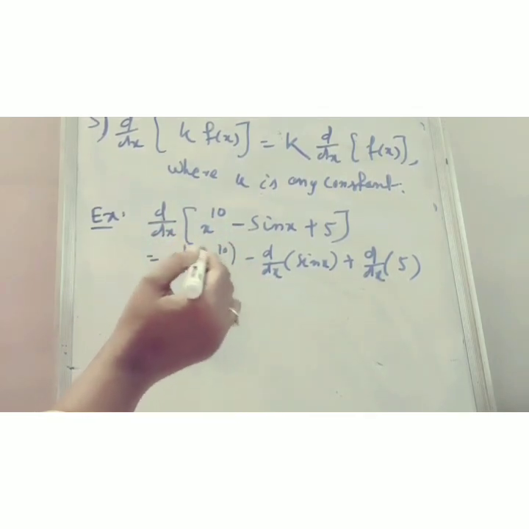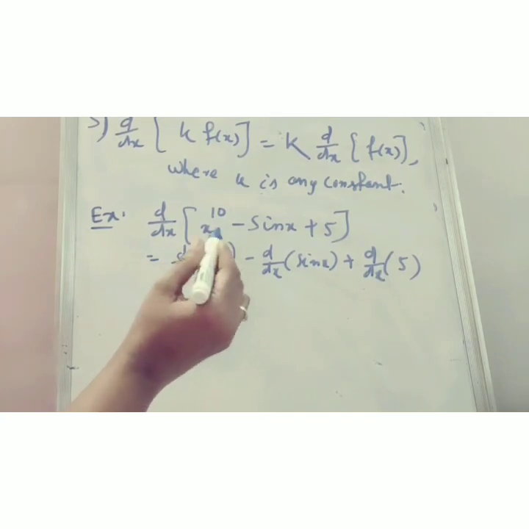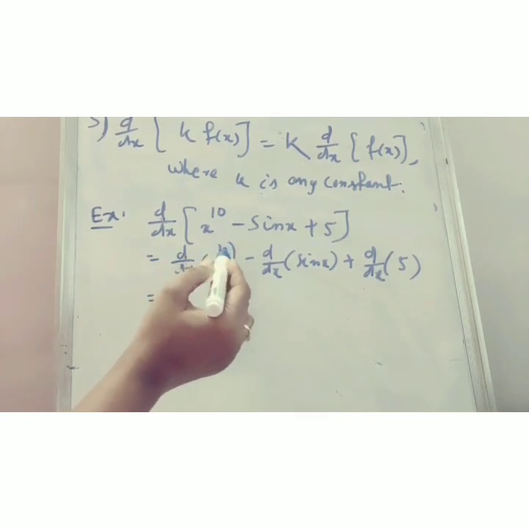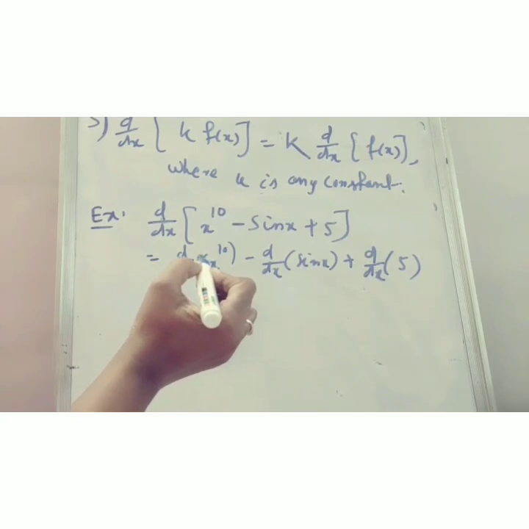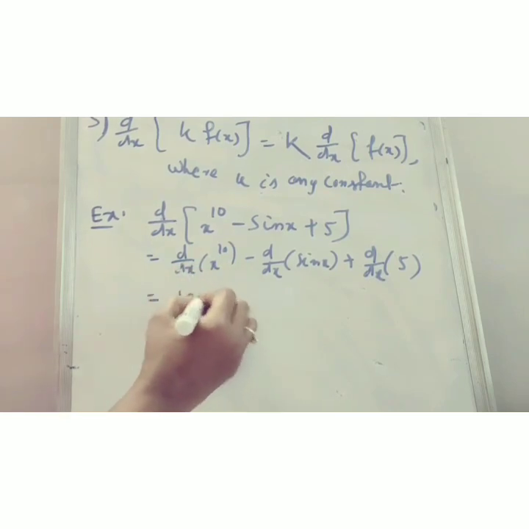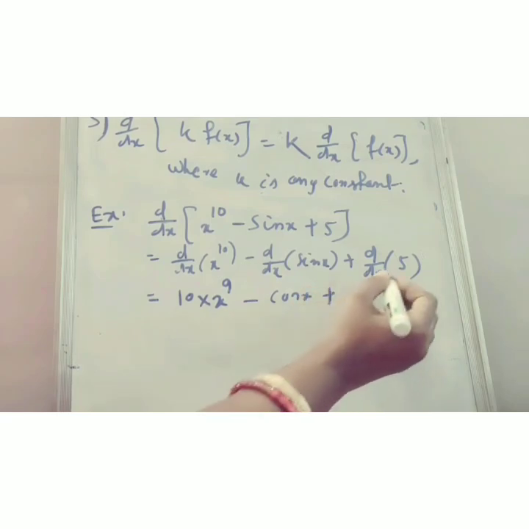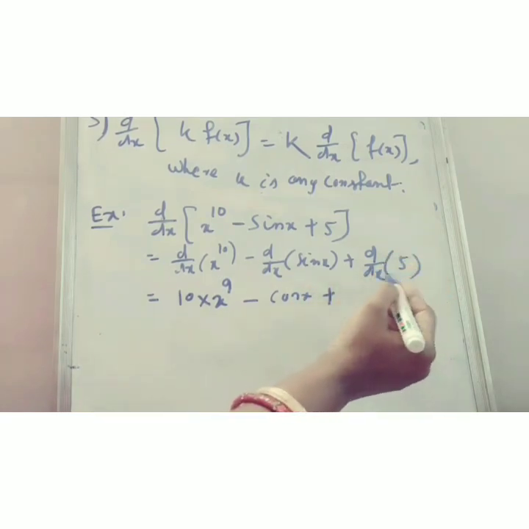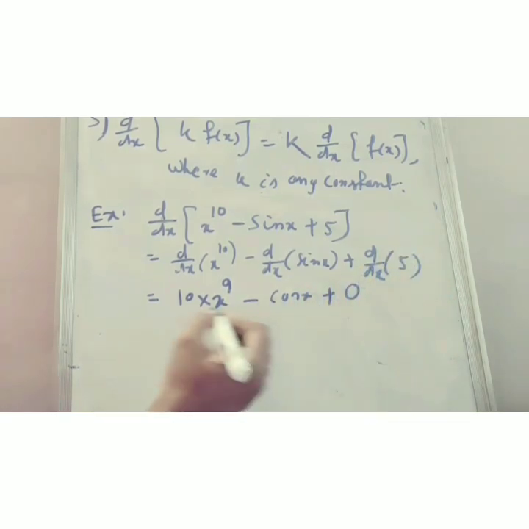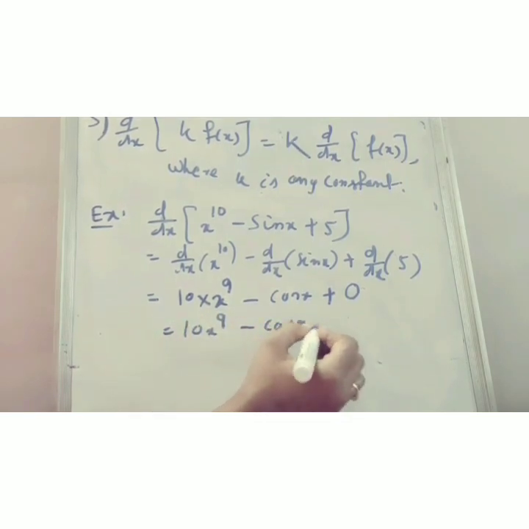Which formula you have to apply? Derivative of x to the power n, because 10 is a constant term. Now the derivative of x to the power n with respect to x gives 10 into x to the power 9. So this becomes 10 into x to the power 10 minus 1, that is 9, minus the derivative of sin x, which is cos x, plus the derivative of 5. 5 is a constant term, so the derivative of 5 is 0. Now the answer is 10 into x to the power 9 minus cos x.